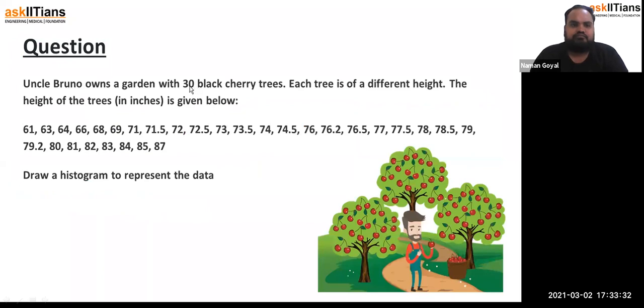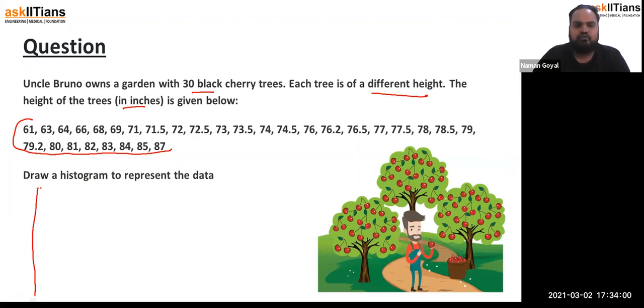Now there is a question we have to do. In this question, Uncle Bruno owns a garden with 30 black cherry trees. Each tree is of different height. The heights of the trees in inches are given below. So there is data given. First we have to put it in class interval form. If we want to draw a histogram, we have to draw the class interval table.